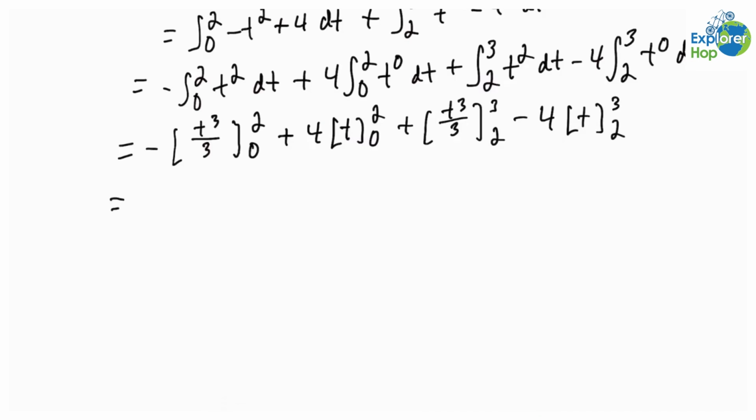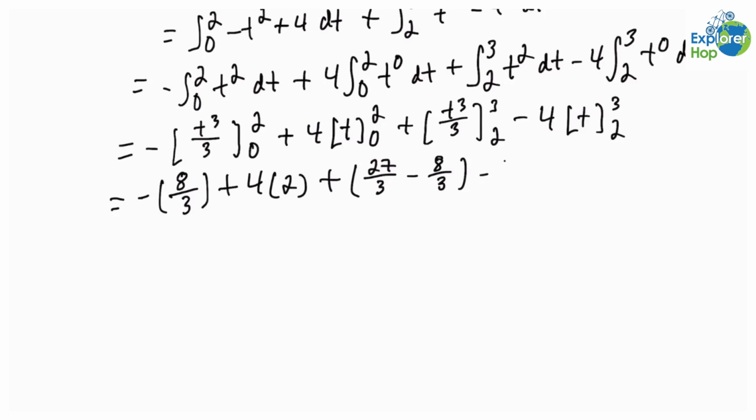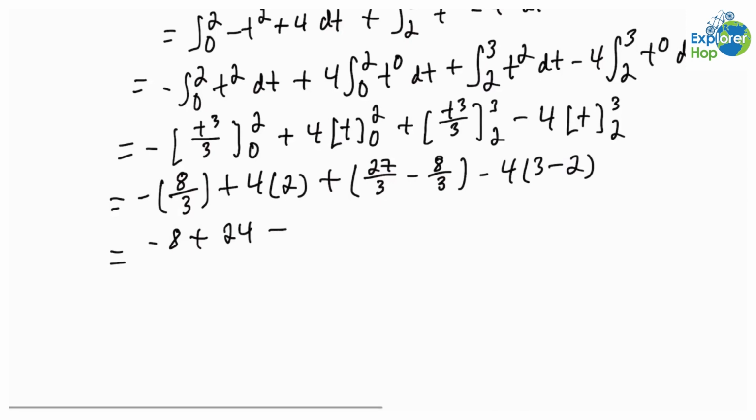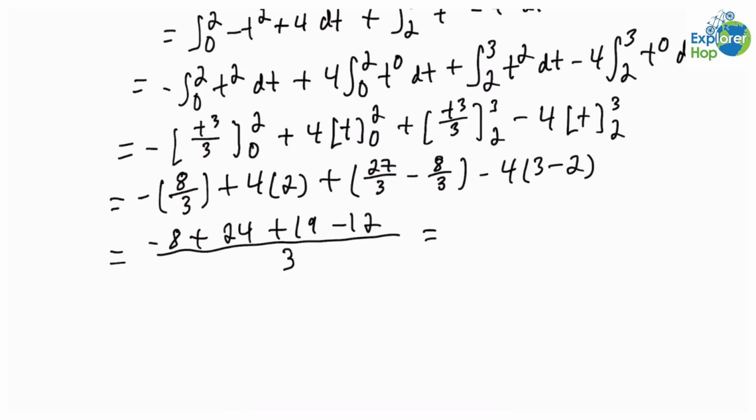And this is equal to negative 8 over 3 plus 4 times 2 plus 27 over 3 minus 8 over 3 minus 4 times 3 minus 2, which is equal to negative 8 plus 24 plus 19 minus 12 all over 3, which gives us 23 over 3.